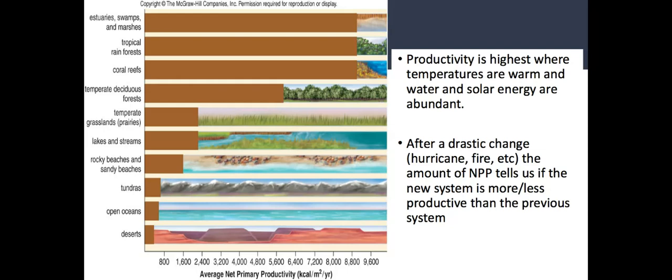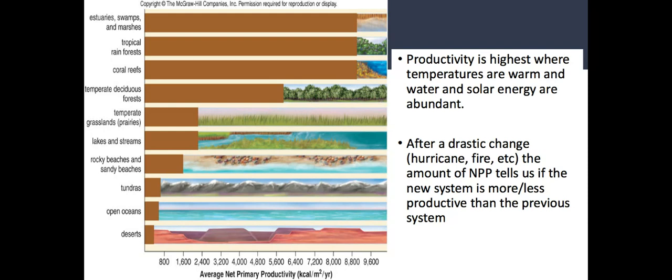Our estuary swamps and marshes, as you can see, have some of the highest productivity, along with tropical rainforests and coral reefs. And as we make our way down the bar chart, we see that productivity is going to decrease. And if you look at it, it's going to tie directly in with temperature, the amount of water, and how much solar energy is in that area.